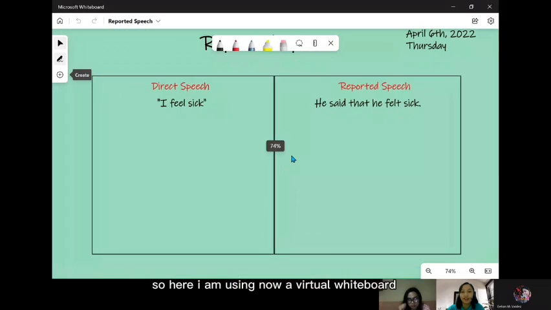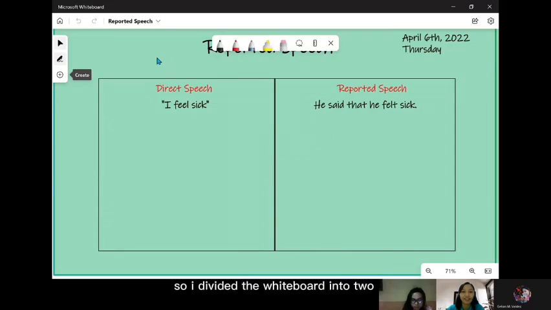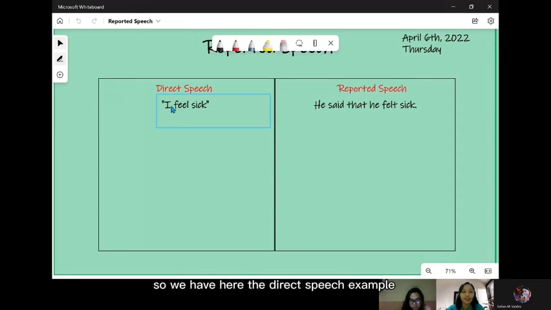So here I am using now a virtual whiteboard. I divided the whiteboard into two. We have here the direct speech. Example is "I feel sick." And the example of the reported speech, "He said that he felt sick." So let's thoroughly study the different structure between the direct speech and the reported speech examples.